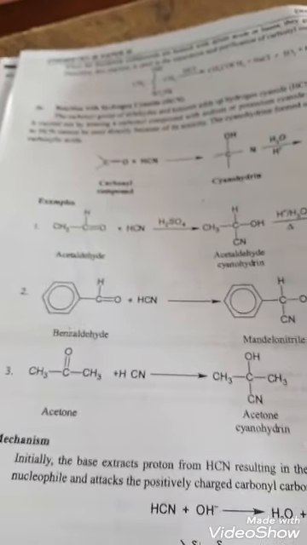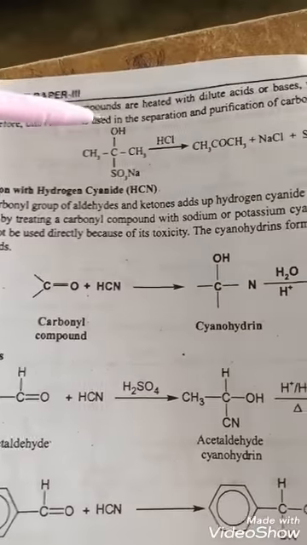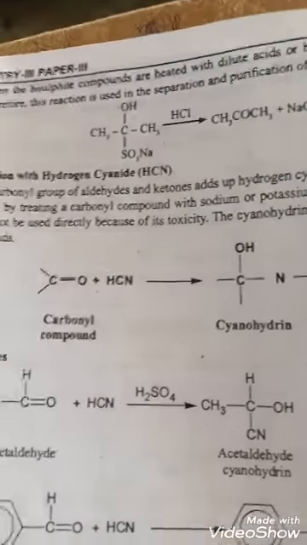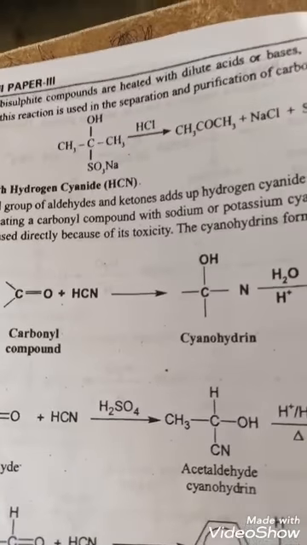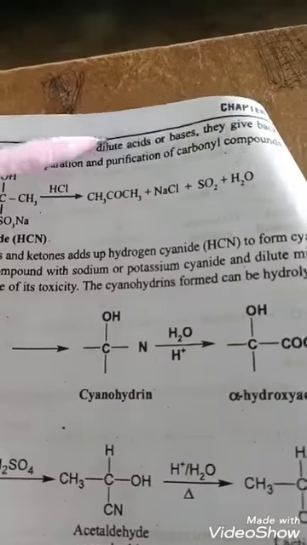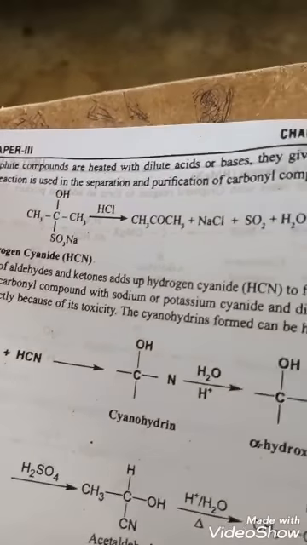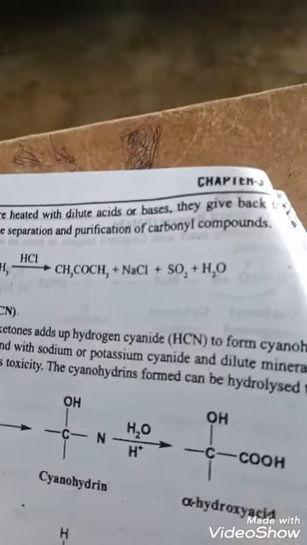Next one. When the bisulfite compounds are heated with dilute acids, okay, bisulfite compounds means SO4 combination or SO3 combination, dilute acids or bases, they give back the carbonyl compounds. Therefore, this reaction is used in the separation and purification of carbonyl compounds. This reaction is only used in the separation and purification of carbonyl compounds.